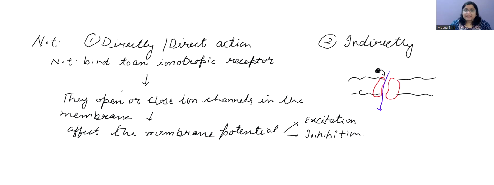Now another thing: which type of neurotransmitter acts like this? The examples are acetylcholine and some amino acids. Now come to the indirect mechanism of action.